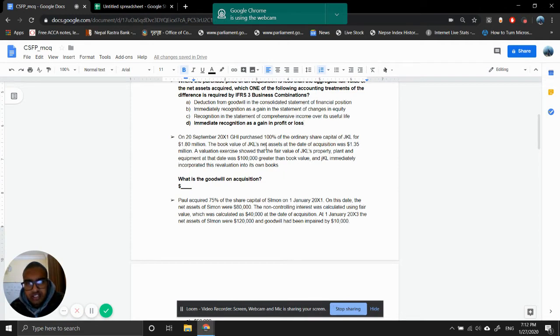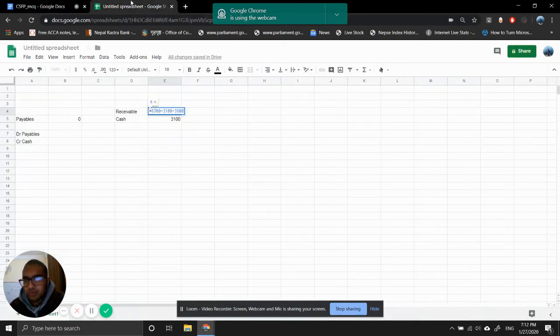The book value of JKL's net assets at the acquisition date was 1.3 million. The valuation exercise showed that the fair value of this was 100,000 greater than its book value, and JKL immediately incorporated this valuation into its books. Okay, so what we need to do is the calculation of net assets.